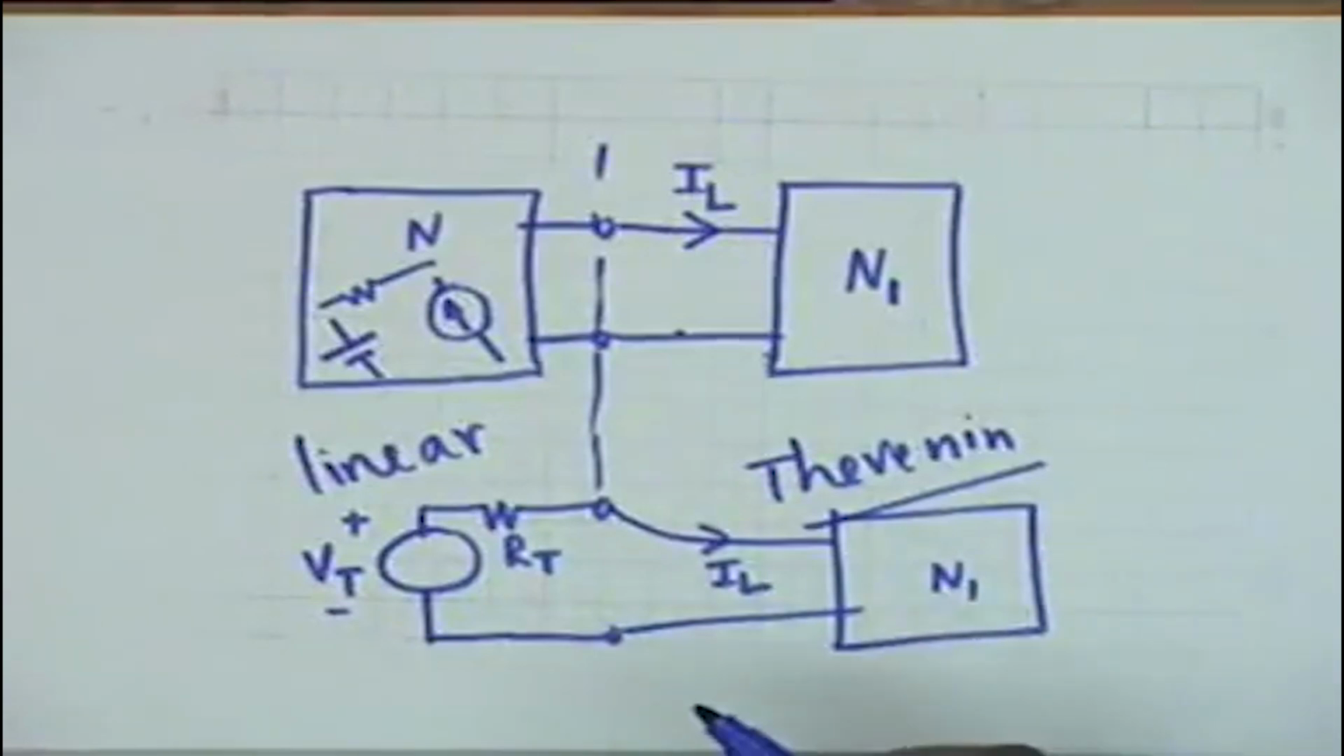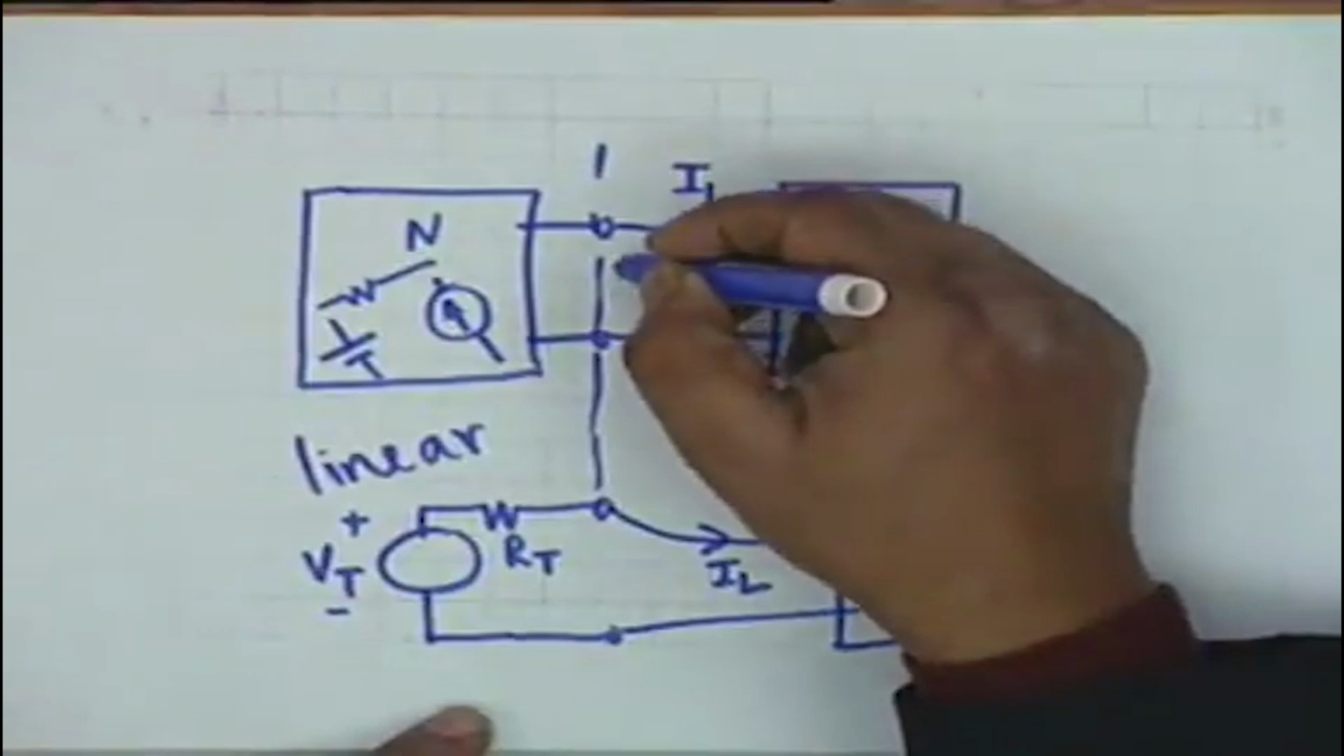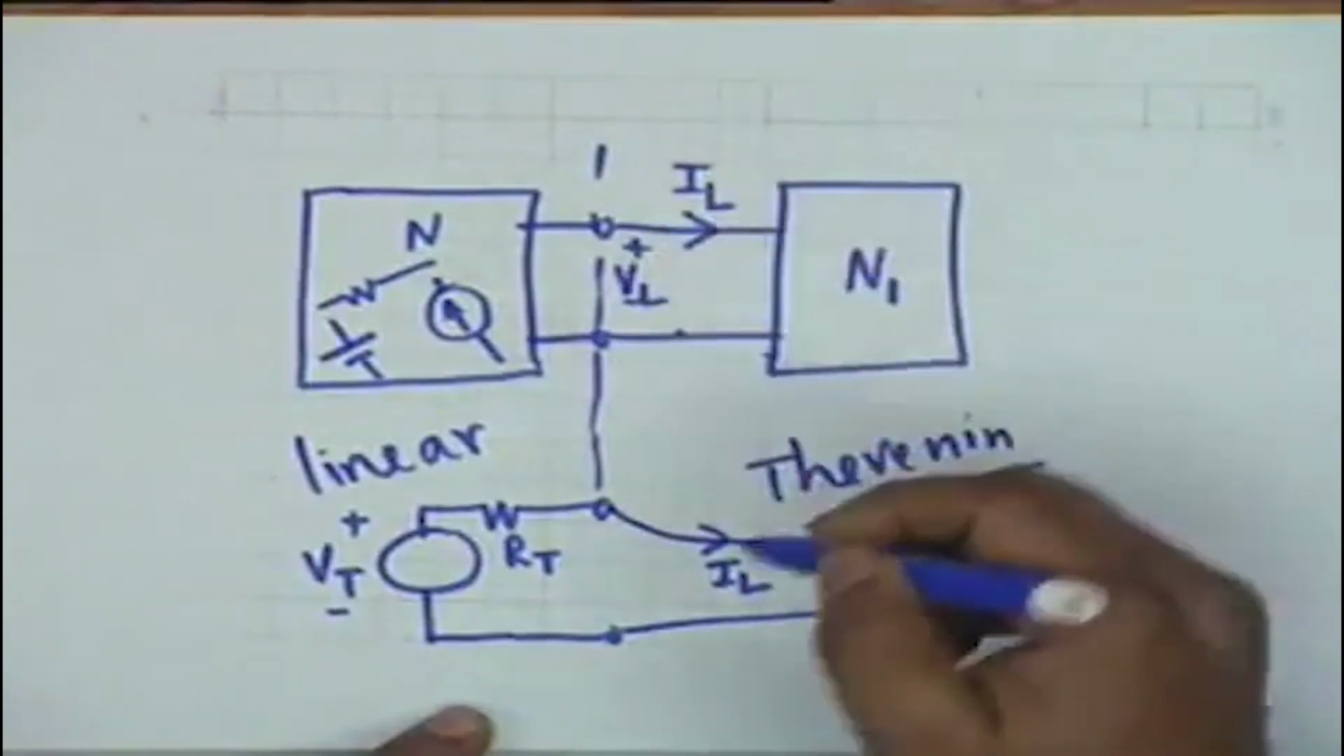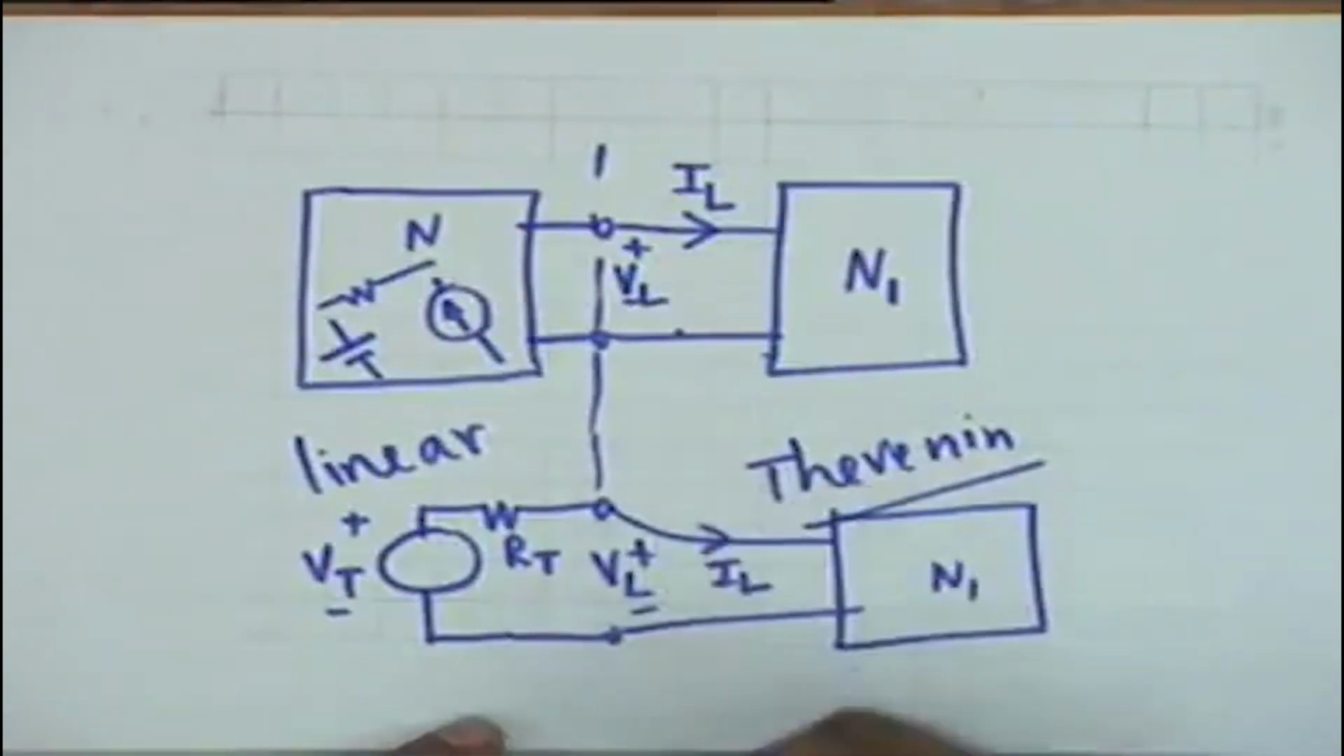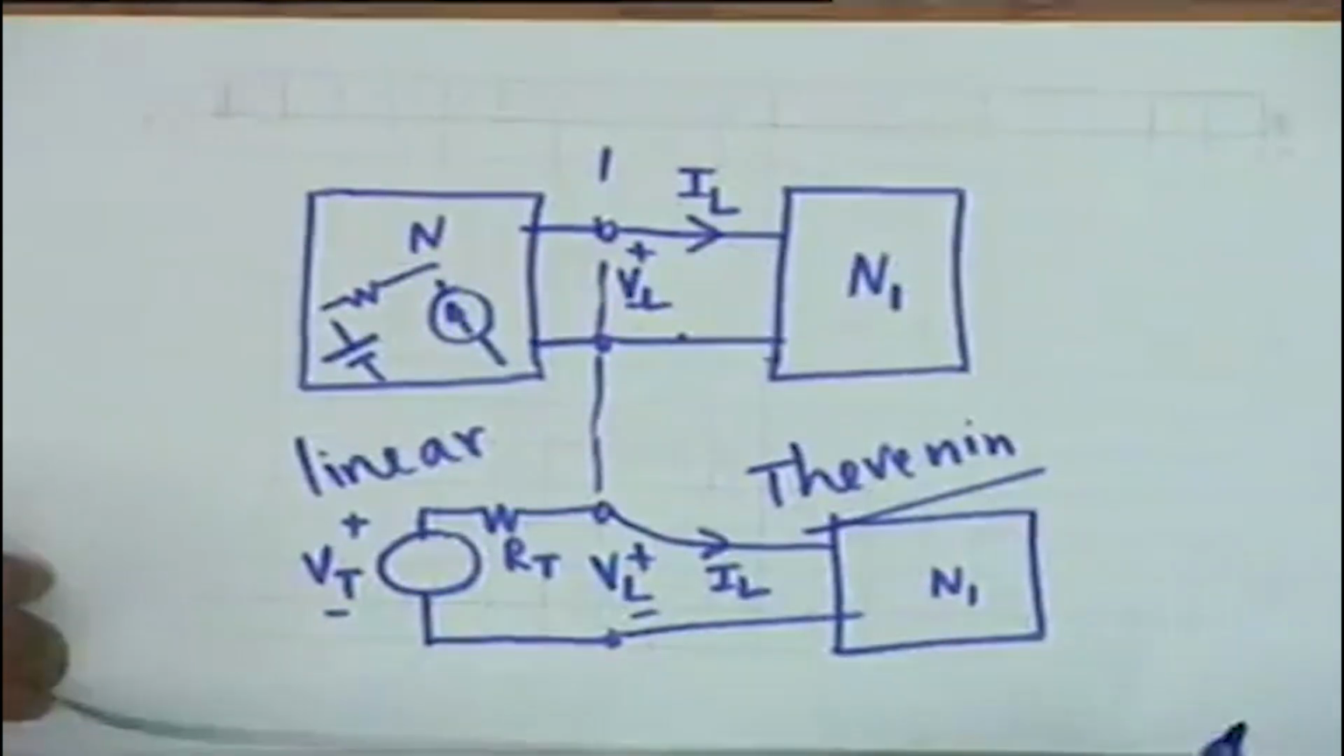This is what equivalence means. Equivalence means that the terminal behavior is the same. That is, if this voltage is VL, then this voltage shall also be VL. This is what equivalence means. All right. The interpretation of Vt and Rt are as follows.